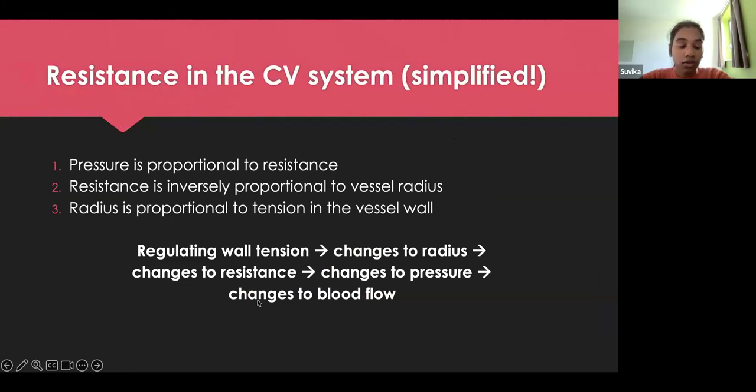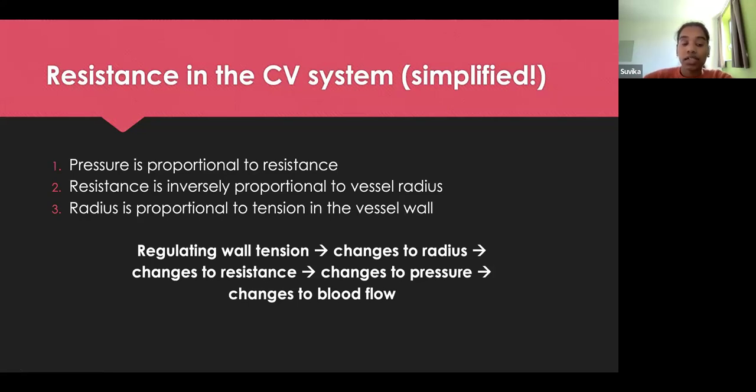Now, I know there's loads of laws that you need to remember, and it can be confusing with the equations, but this slide, if you take anything away, it should be this. Pressure is proportional to resistance. So the greater the resistance, the greater the pressure you're going to be having. But then resistance is inversely proportional to radius. So the smaller the radius, the greater the resistance. Hence why capillaries are really good for that.